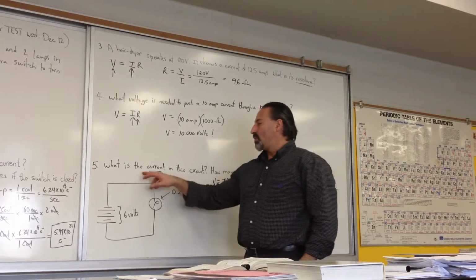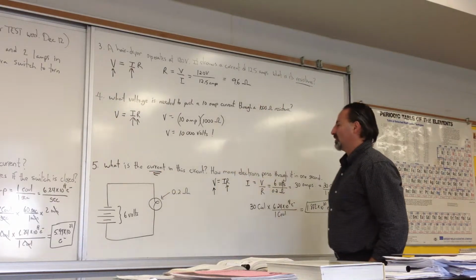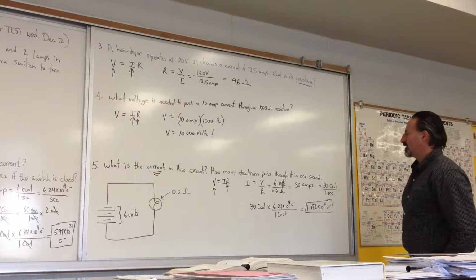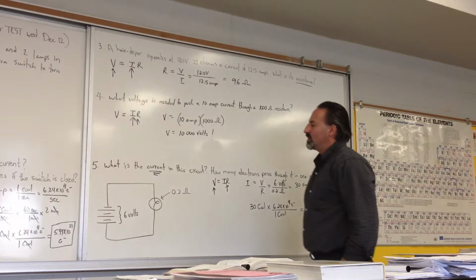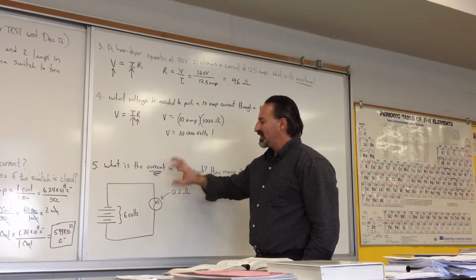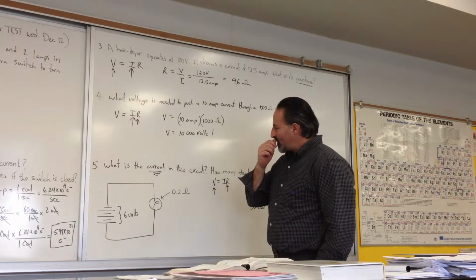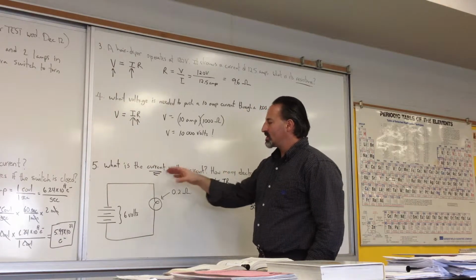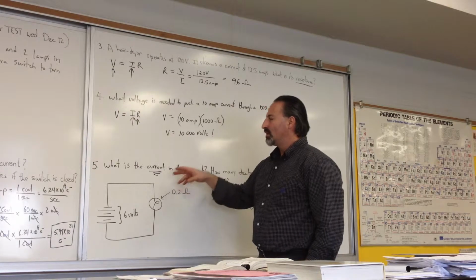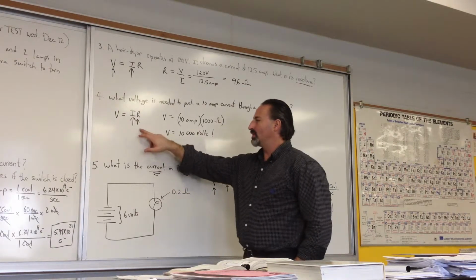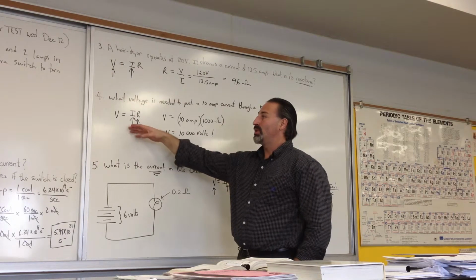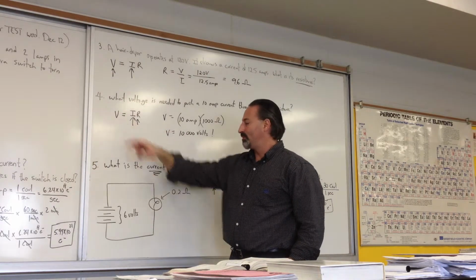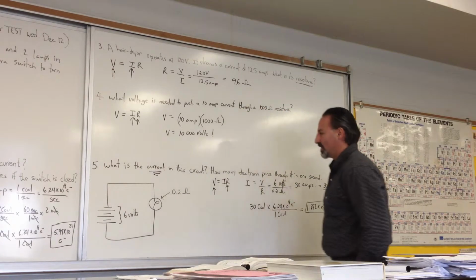Number 5, what is the current in this circuit? How many electrons pass through it in 1 second? Notice how I've pointed out what's being given. And you should develop the same ability to find out what it is that the question is giving you in terms of variables. So I've pointed at the variables that you do have with arrows, so that way you can see more easily which one you don't have. And that way you know how to rearrange the equation after.